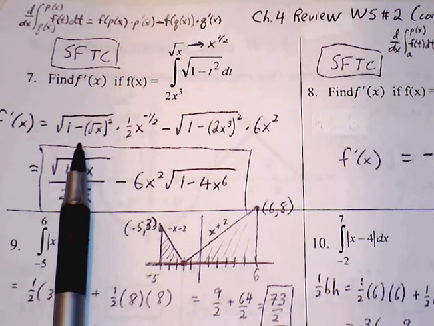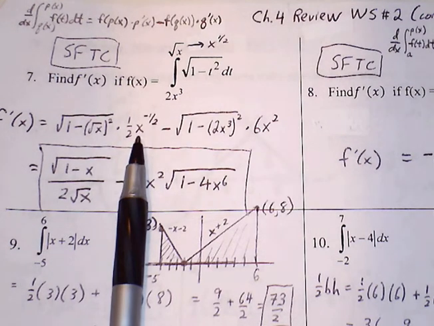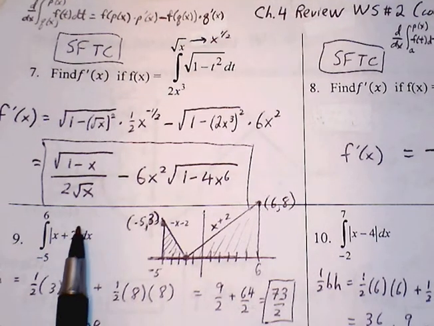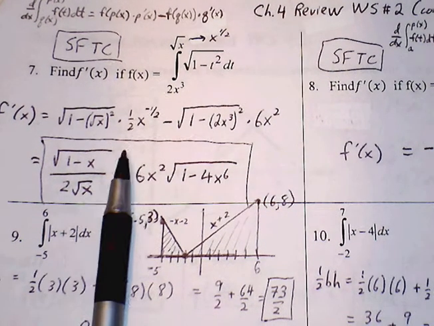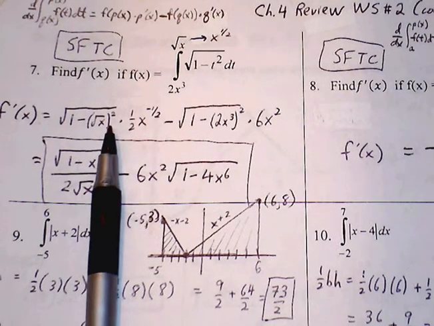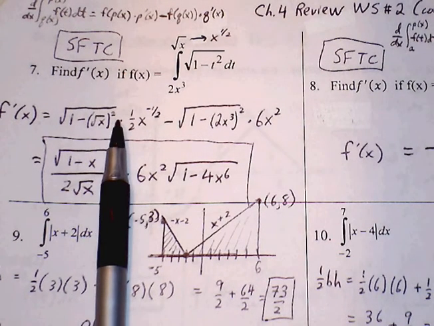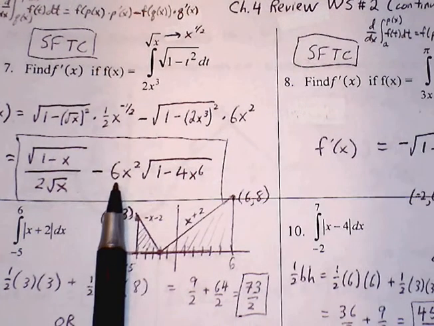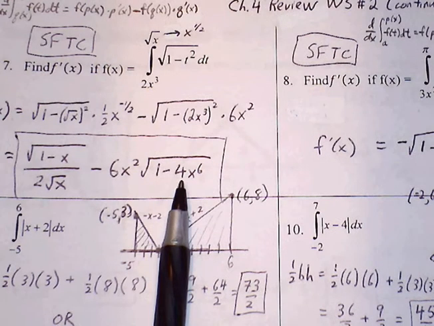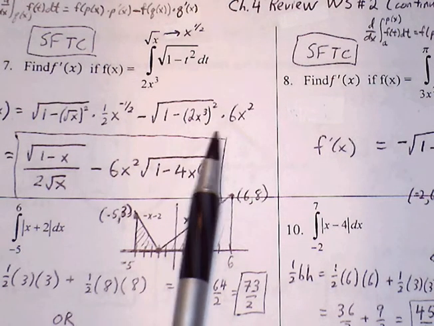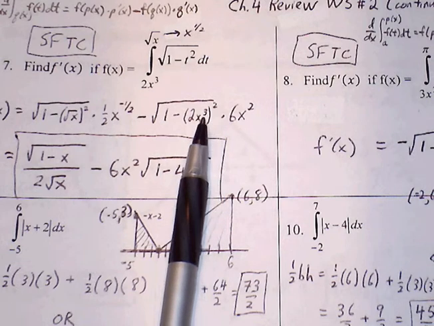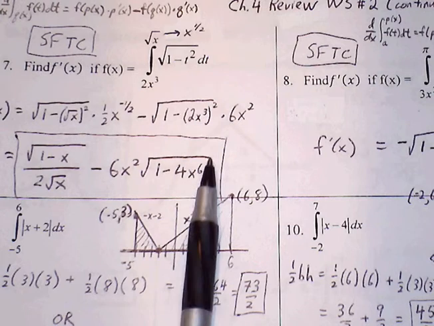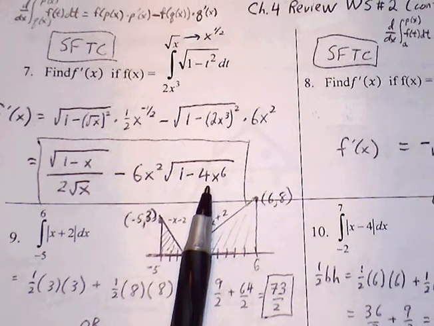We just have to clean this up. So 1/2 x to the negative 1/2, we can put in the denominator as 2 times square root of x. And the square root of x squared, the square root and the exponent just cancel each other out, leaving us with just x. And then we have minus 6x squared times the square root of 1 minus 4x to the 6. So distribute the exponent through, and anytime I have two exponents next to each other, I'm just going to multiply them. So 3 times 2 is 6. So we have our solution here.